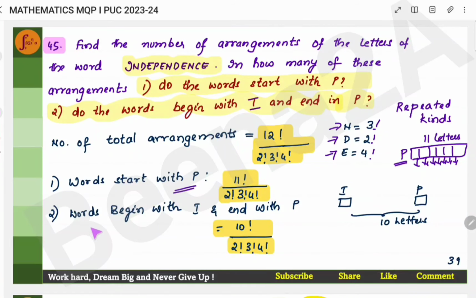Now similarly, second one, we need to find the number of ways in which the words begin with I and end in P. So it begins with I and ends with P. So this is fixed position. You cannot make any changes. The position is fixed. You can only change the remaining letters. What are the remaining letters? 10, so it will be 10 factorial by repeated kinds. Same thing, 2 factorial by 3 factorial into 4 factorial, the repeated kinds.